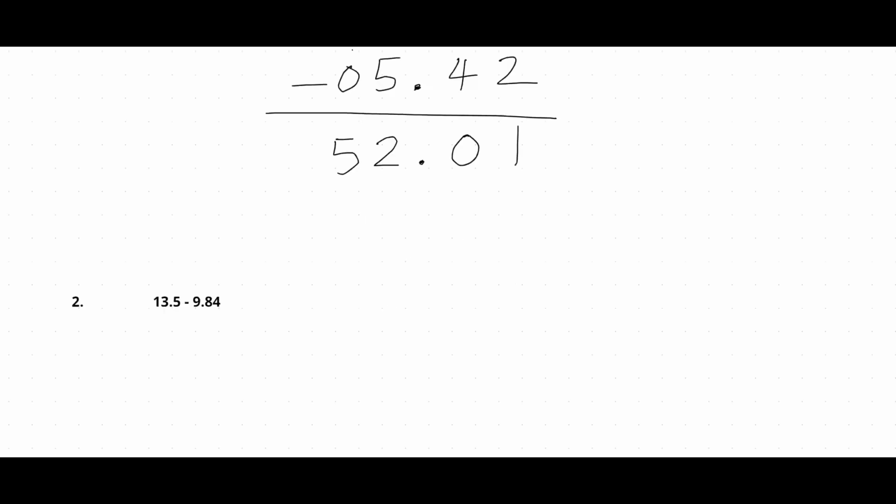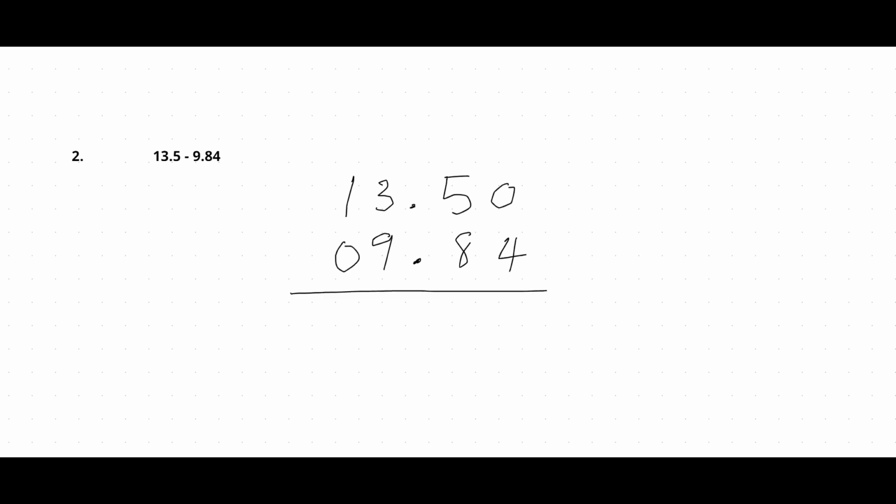For example 2, we have 13.5 minus 9.84. So we write our 13.5. Afterwards, let's align our decimal points. Then we put our 9 and then our 8. Afterwards, let's fill in zeros as needed. So we're going to put a 0 right there and then put a 0 right there. And then let's subtract.